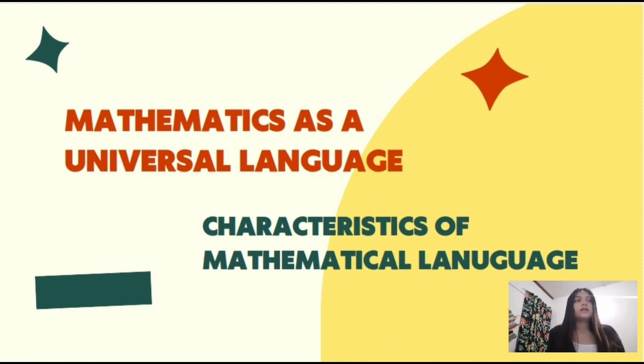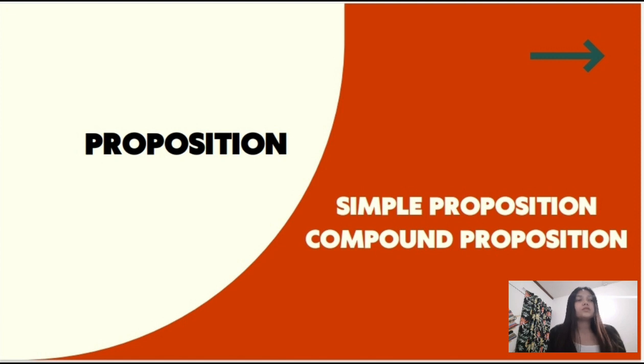Characteristics of mathematical language. These are being precise, being concise, and being powerful. Precision of mathematical language means that the language is able to make very fine distinctions about and between things, and conciseness is the ability to say things briefly. The last one is proposition. A proposition is a declarative sentence that can be classified as true or false, but not both. And these are the two types of propositions.